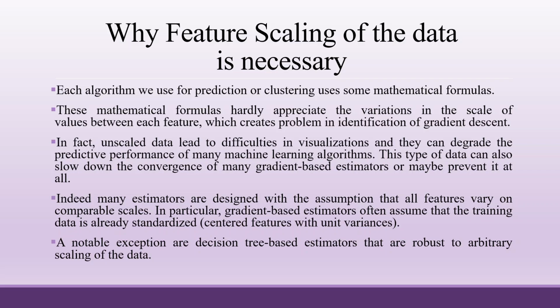In fact, unscaled data leads to difficulty in visualizations, and it can degrade the predictive performance of many machine learning algorithms. This type of data can also slow down the convergence of many gradient-based estimators, or maybe prevent it from working at all. Indeed, many estimators are designed with the assumption that all the features vary on comparable scales. In particular, gradient-based estimators often assume that the training data is already standardized, which means that the variable has centered features with unit variances. A notable exception are decision tree-based estimators that are robust to arbitrary scaling of the data.